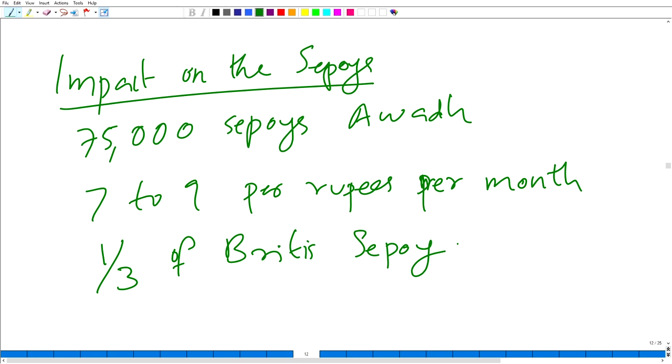Again, even with their great fighting capacity and valour, the sepoys could rise only up to the post of Subedar. All other higher posts were given only to Britishers. Again, the Indian sepoys were humiliated and treated roughly.